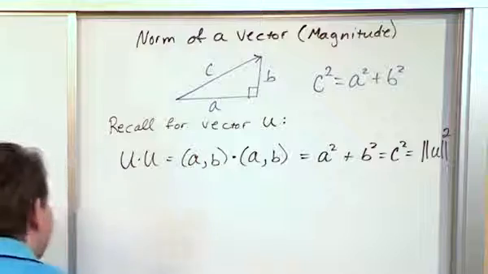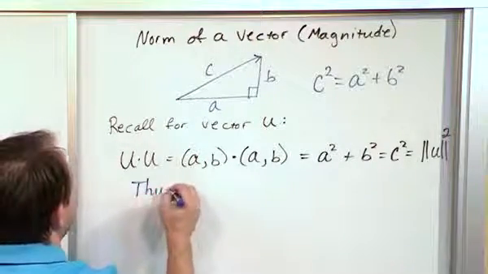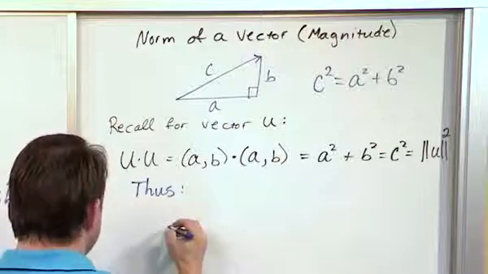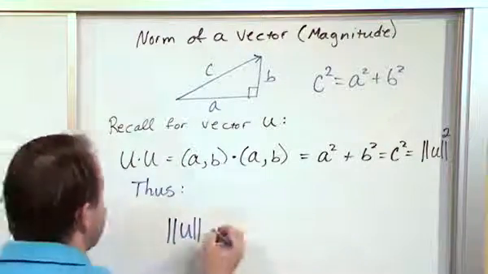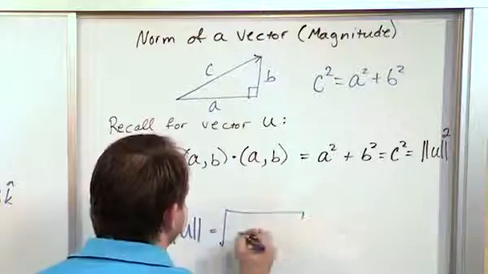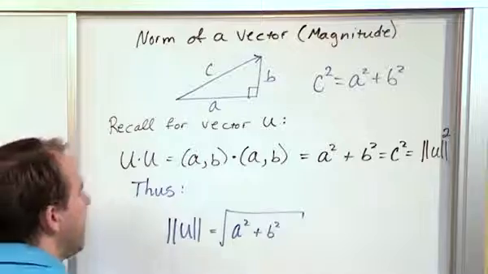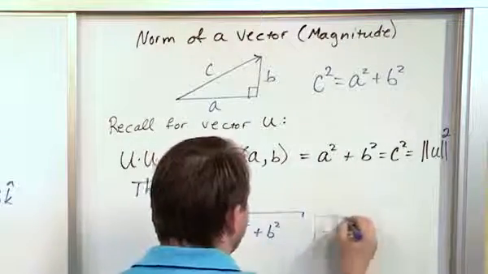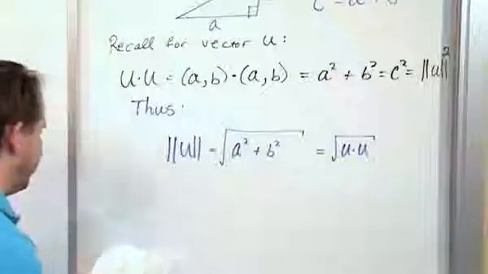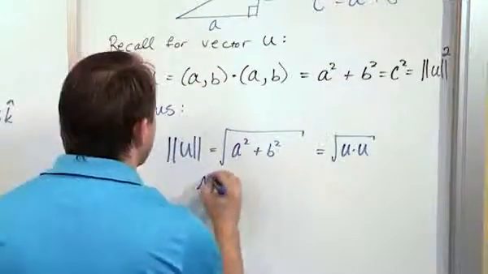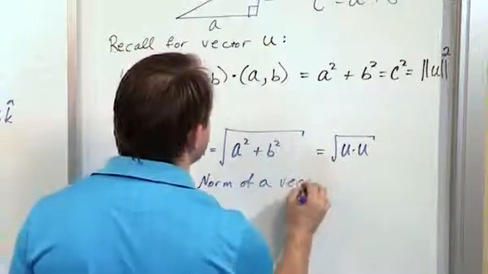And so I'll turn it around and say, thus, usually we write that kind of thing in books: the magnitude of a vector, or what we call the norm of a vector, is equal to the square root of a squared plus b squared, which are the x and y components, but that's also equal to the square root of u dotted with itself, the vector dotted with itself. So this is the norm of a vector.